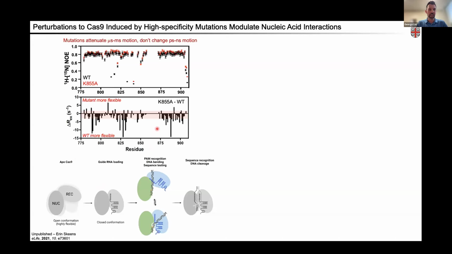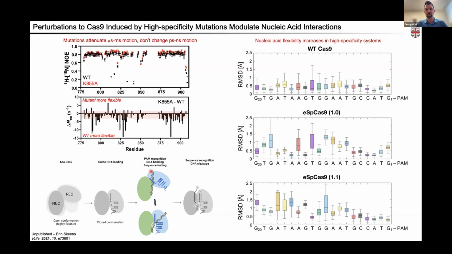And if we extend that to something like the next step of the process, where DNA bending or DNA dynamics play a role, these high specificity variants tend to have more flexible nucleic acids, measured computationally, than the wild type. Okay, so as the protein becomes less flexible in certain regions, the nucleic acids become more flexible, right? And this makes sense because all of these things are in proximity to one another in this complex at the nexus of where the nucleic acids and the protein are interacting.